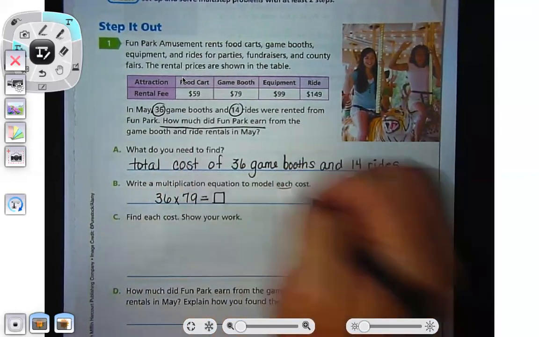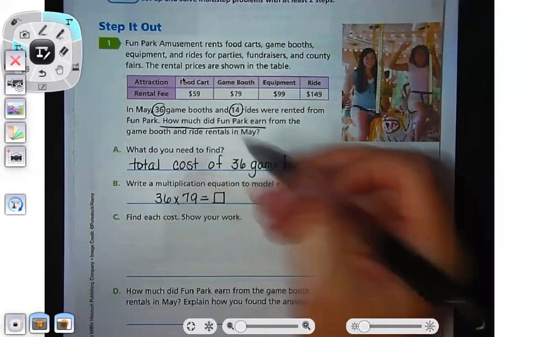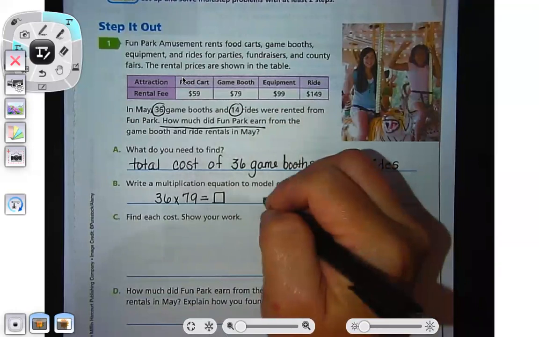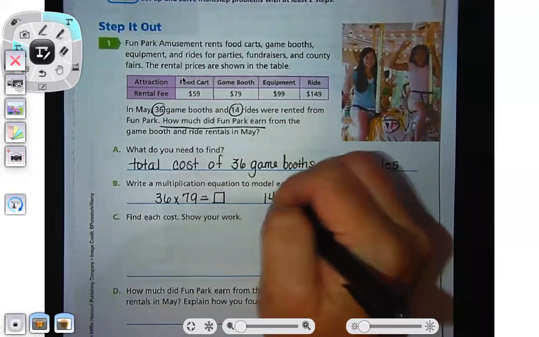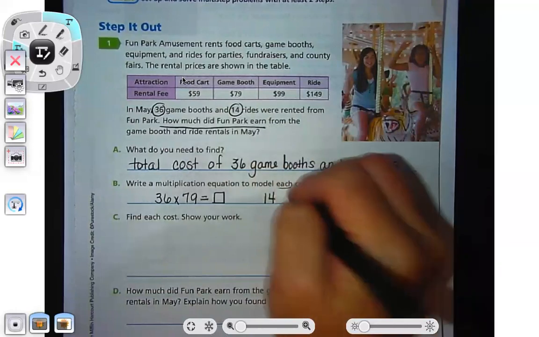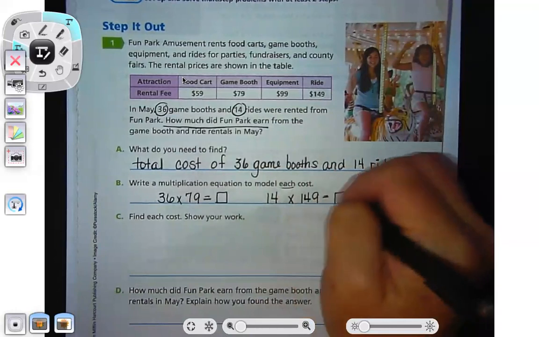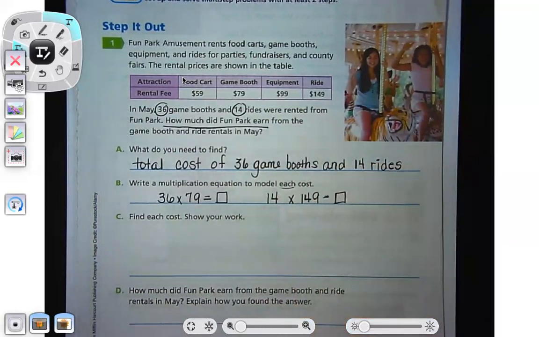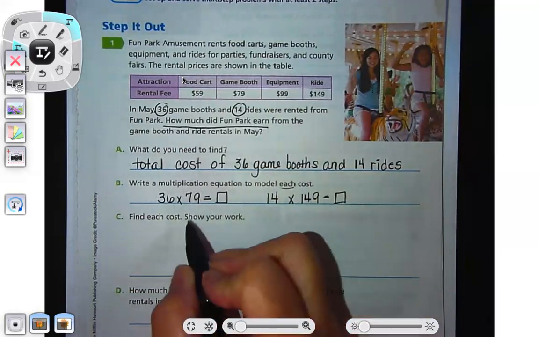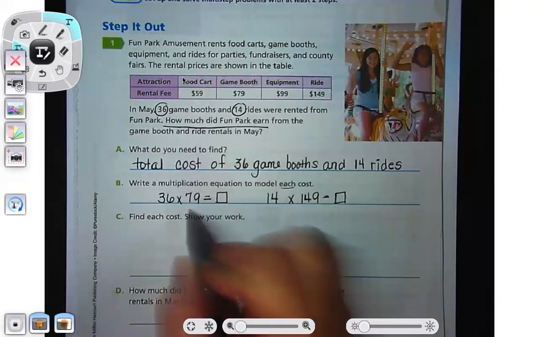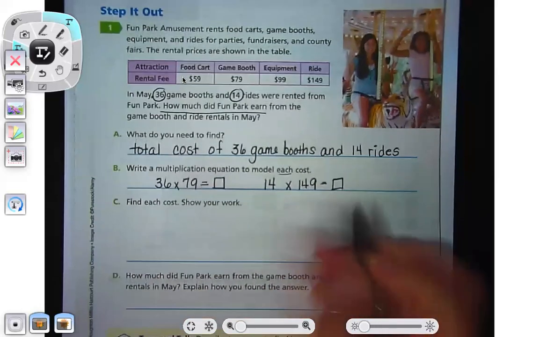So then it's saying we'll model each cost. That just gave me game booths. Now I need the ride. To figure out how much the rides are going to cost or earn would be 14 rides times $149. I'll leave my equal sign because it's an equation. Now it says find the cost and show your work. So let's do one as a standard algorithm, and we'll do one as lattice multiplication.